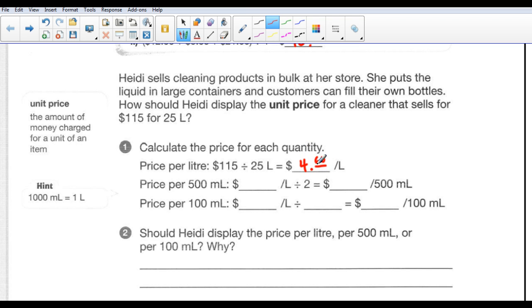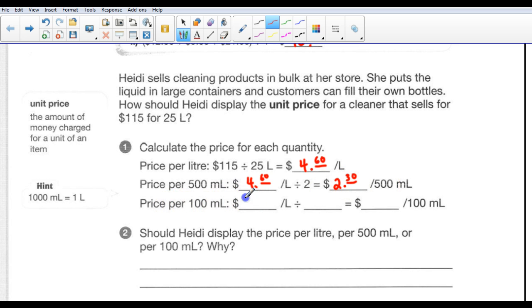$4.60 per 1 liter. Now, sometimes people don't want to buy a whole liter bottle. They've got smaller bottles with them. So price per 500 milliliters. But we know that 500 milliliters is half a liter because we know that 1 liter is 1,000 milliliters. So price per 500 milliliters is going to be the price of $4.60 per 1 liter. Divide that by 2. Okay, we get $2.30 because 460 divided by 2 is 230. Per 500 milliliters.